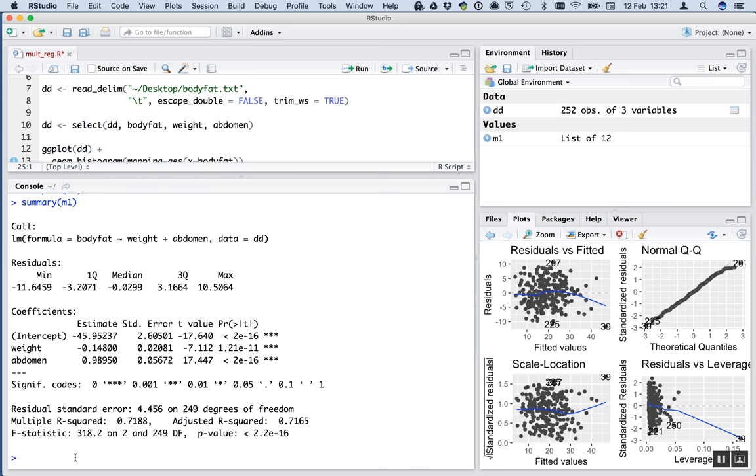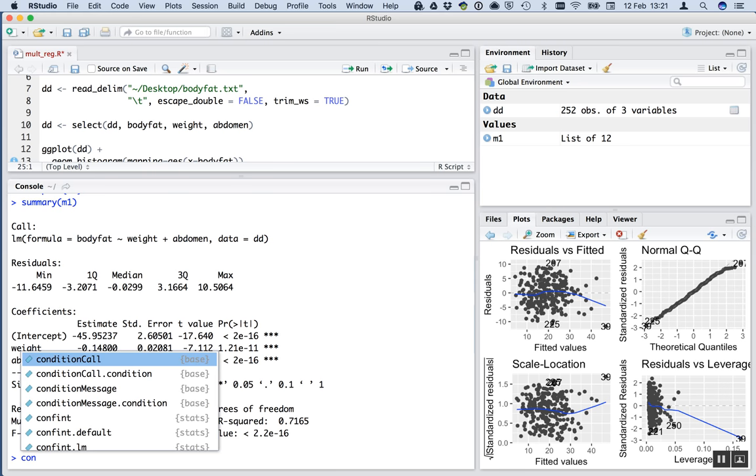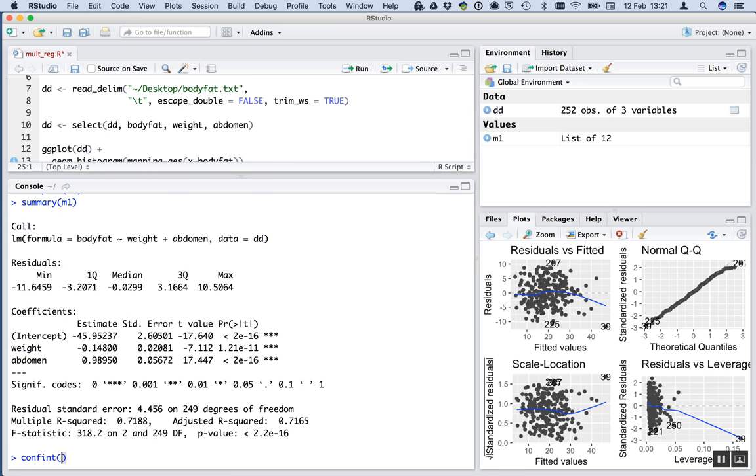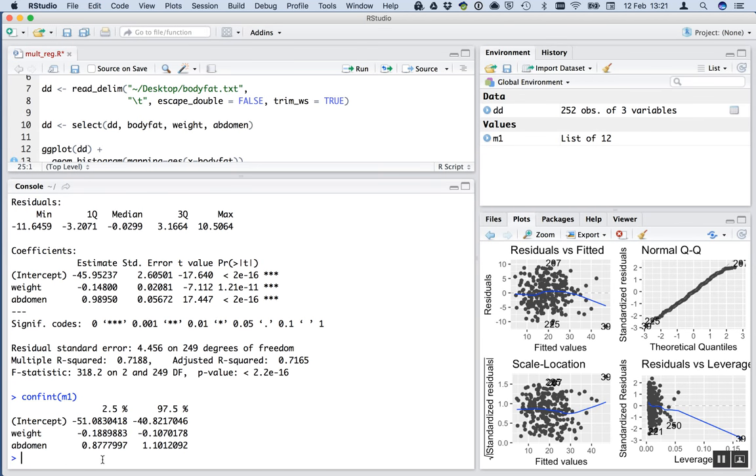Before we do that, there's another way of interpreting the coefficients of this model, and that's to look at their confidence intervals. We do that with confint and the model. So here is a table of confidence intervals. 95% confidence intervals for the intercept, the weight, and the abdomen. And the key thing here is that the weight and abdomen coefficients are not overlapping zero. Their confidence intervals don't include zero. And that means, again, that they're at least statistically important.